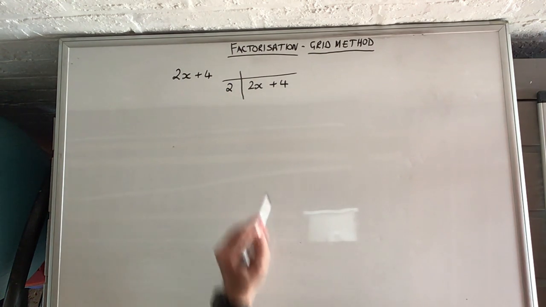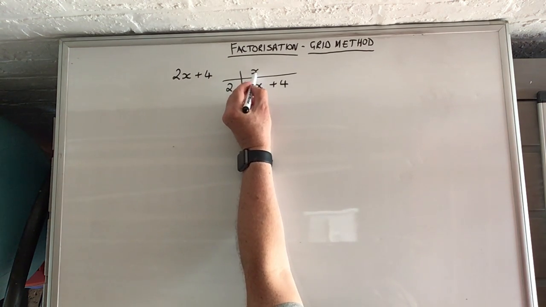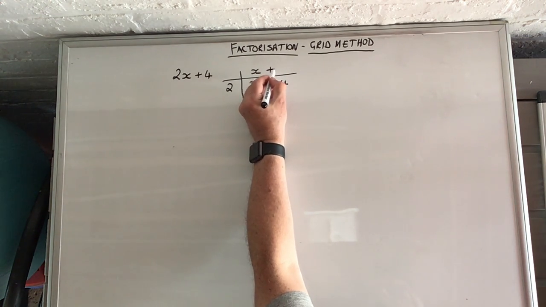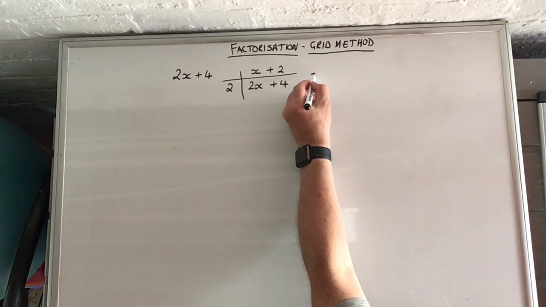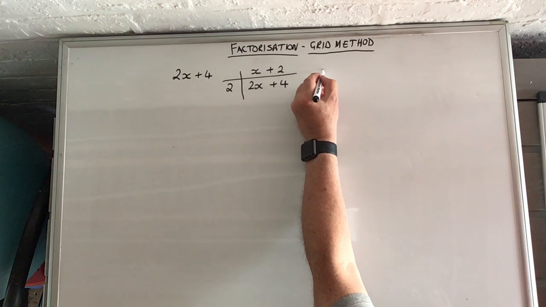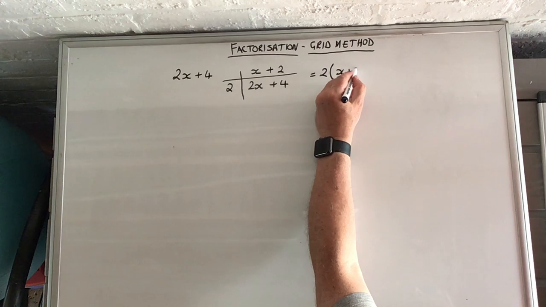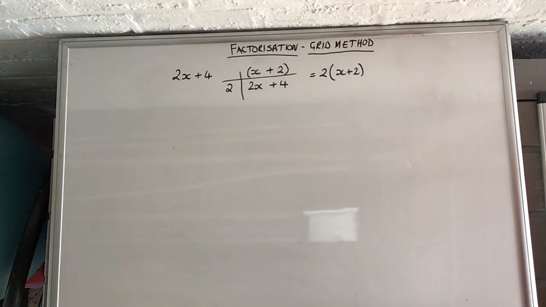Last wee step is we say 2 times something gives me 2x. Well, from previous work you should know that's x, so 2 times x gives me 2x. And 2 times something gives me 4. Well, we should know that's 2. So, we're nearly finished. So we've changed that into a multiplication by 2 multiplied by this bracket, which is x plus 2. Now it's very important you must have the brackets in. So I would encourage you to put the brackets in at the top so you don't forget to put them in your final answer. And that's it.